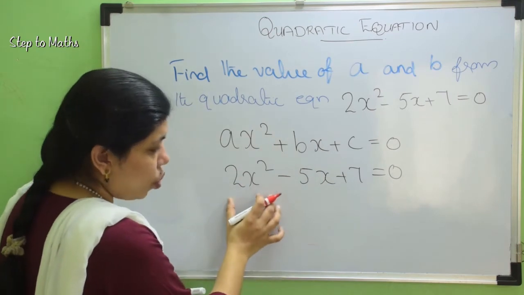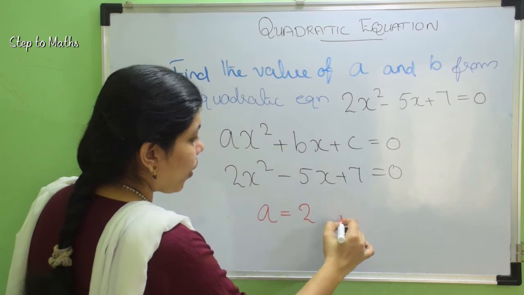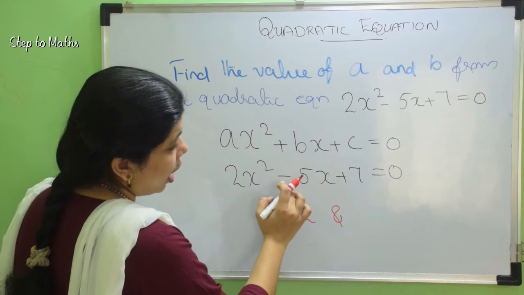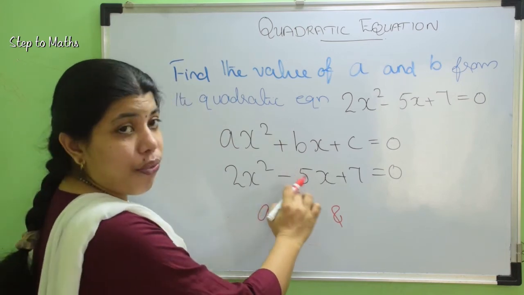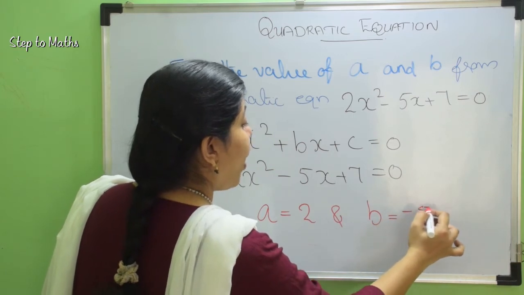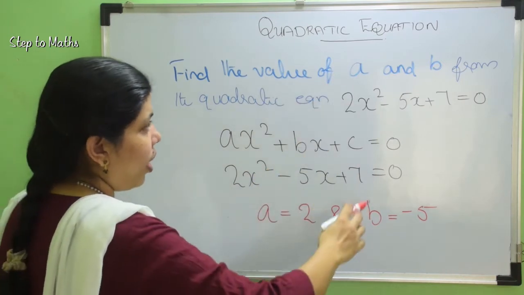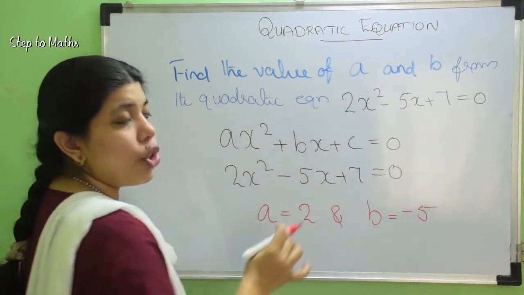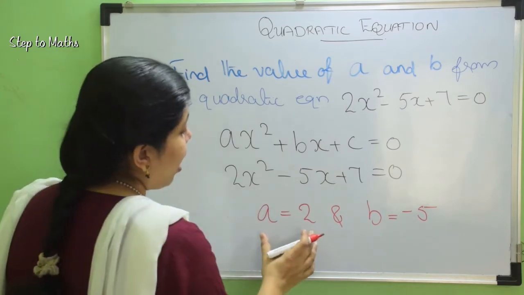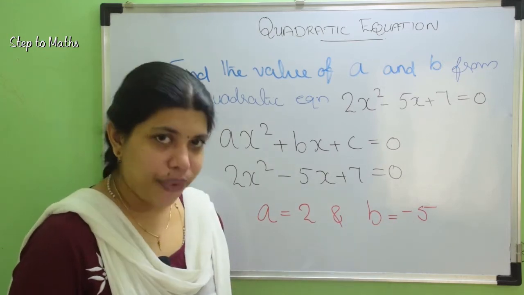ax square, that is 2x square. So, the value of a is equal to 2, and plus bx. Here plus bx is plus minus 5x. So, the value of b is equal to minus 5. The values of a and b for the given quadratic equation 2x square minus 5x plus 7 is equal to 0 are a is equal to 2 and b is equal to minus 5.